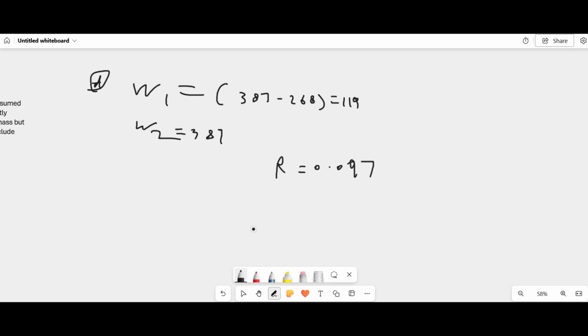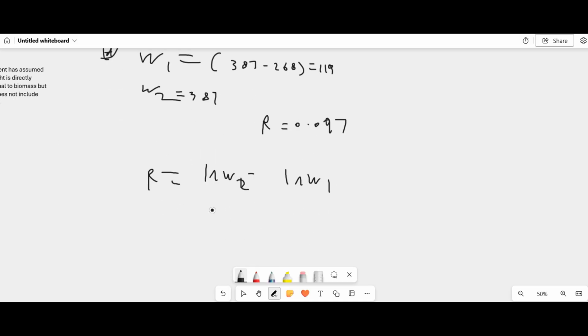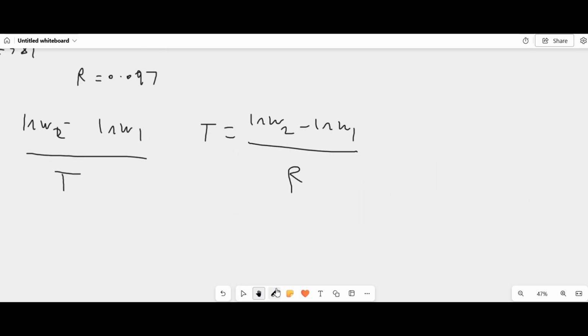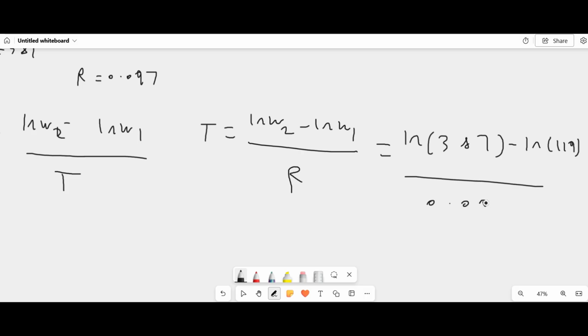So you've got R is equal to ln W2 minus ln W1, all of that over T. So obviously we're going to rearrange to make T the subject. You're going to get T equals ln W2 minus ln W1, all of that divided by R. Now what you want to do is put in the values that you got. So that's going to be T equals ln 387 take away ln 119, all of that over 0.097. That's going to get 12.14, which is basically 12 days.